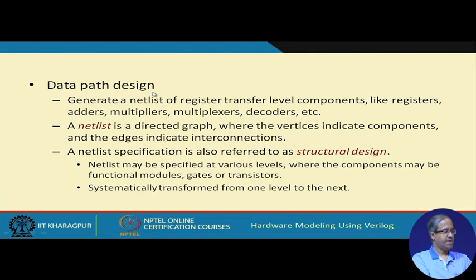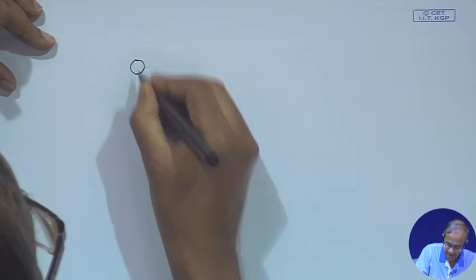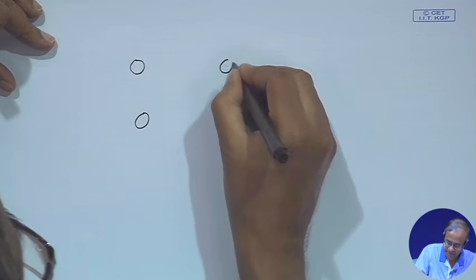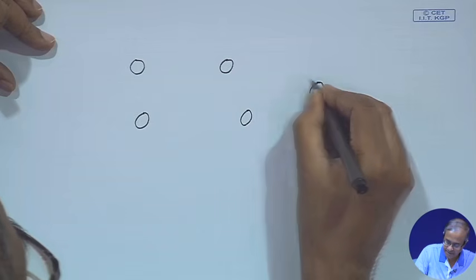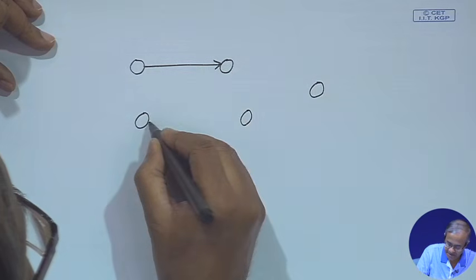In data path design, as I said, here we talk about register transfer level components like registers, adders, multipliers, multiplexers, decoders, buses, etc. Now, what we call a netlist is nothing but some kind of a graph where the vertices indicate components and the edges indicate interconnects. Think of a graph where there are some vertices and there are some edges.